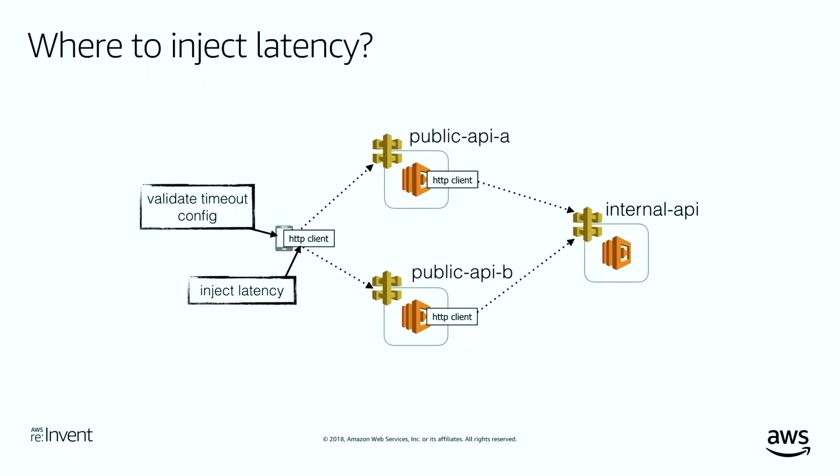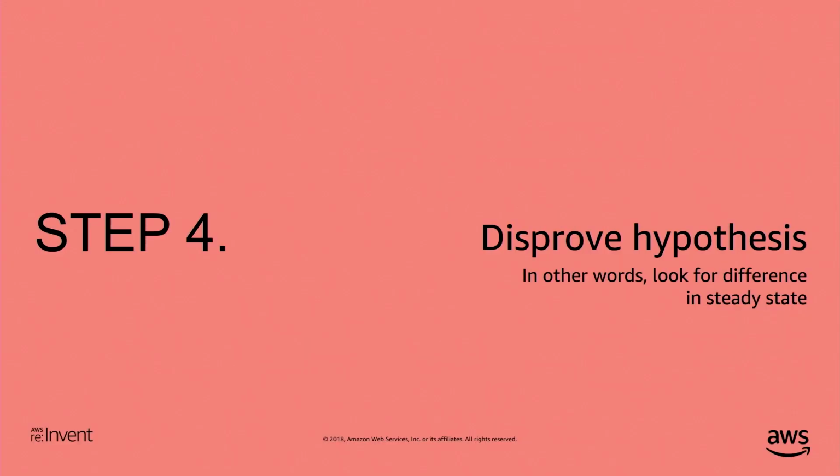And like before, we can also inject latency into the HTTP client that our mobile or web client uses, instead of injecting latency into the functions themselves. Whilst you're running the experiment, you're keeping your eye on the high-level dashboard to make sure that nothing really bad happens. And afterwards, you go through your metrics and try to find evidence that supports your original hypothesis.